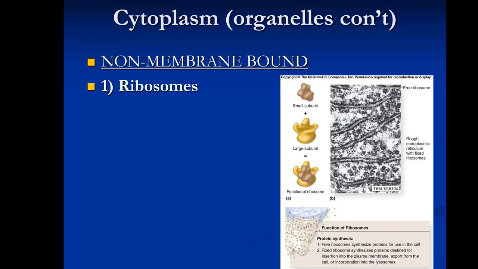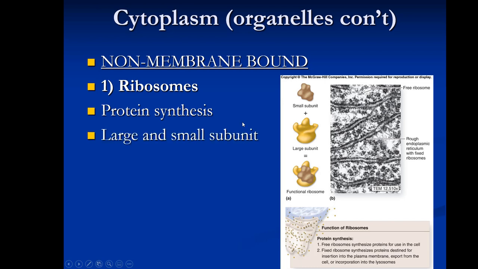All right, so other organelles, ribosomes, we talked a little bit about, but a little more detail. They're important for making proteins, so protein synthesis. Each ribosome is going to have a large and small subunit, and between the two is where proteins are actually made. In other classes, you might go into detail about protein synthesis and how the proteins are actually formed on the ribosome. But for right now, let's just know that ribosomes have two units, and they make proteins.